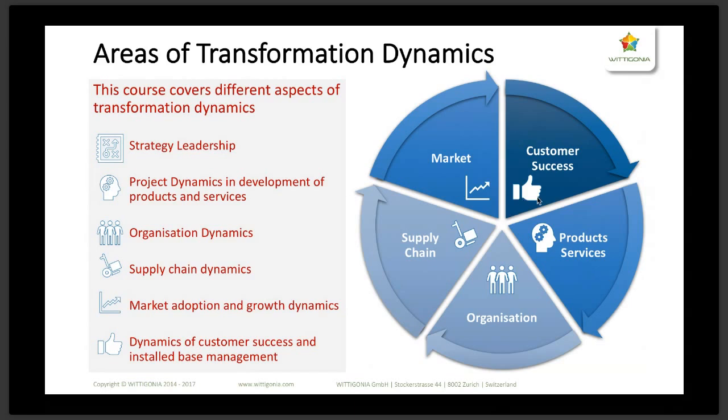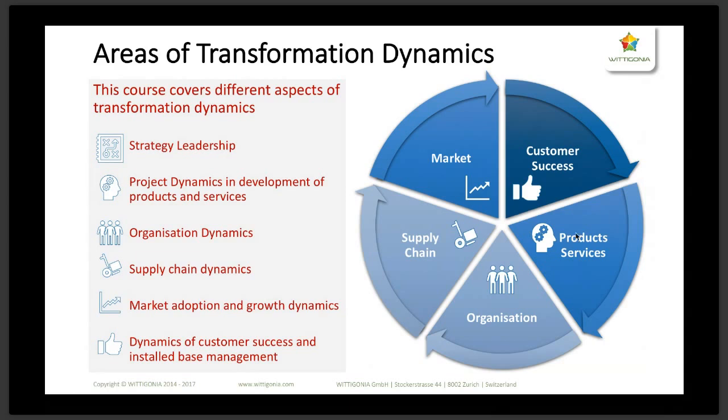The other areas we will touch in the first round also, which means organization dynamics, supply chain, there's going to be a special session, and of course market dynamics, which lead us to customer success. And I will make cross-references in each of these areas. And then in the second round, when we make a second round in this great wheel of fortune, we will talk a little bit more about the interdependency.